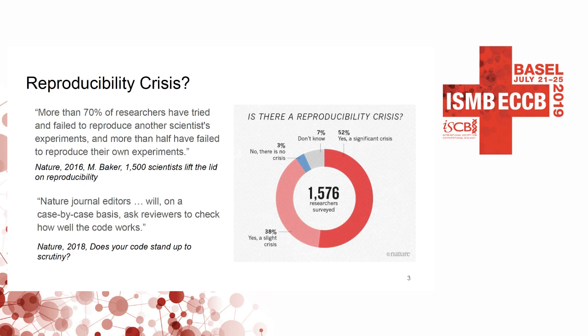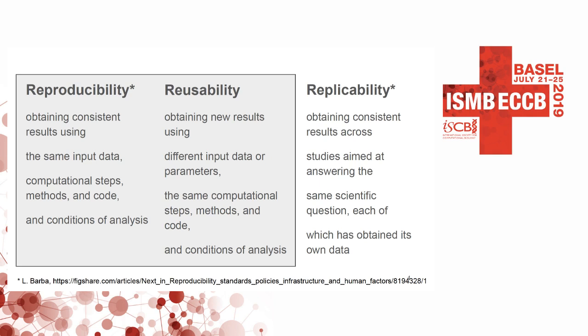I won't go much into the reproducibility crisis, but what do we really mean by reproducibility? It really means getting consistent results using the same data, the same computational methods, and the same conditions. On the other hand, there's something called replicability, which is a little different. This is where you do an independent study and come to the same conclusions, but you don't follow it step by step. That's more an independent kind of reproducibility.